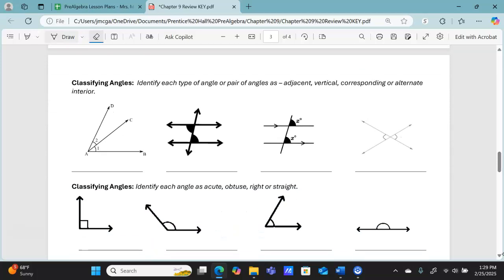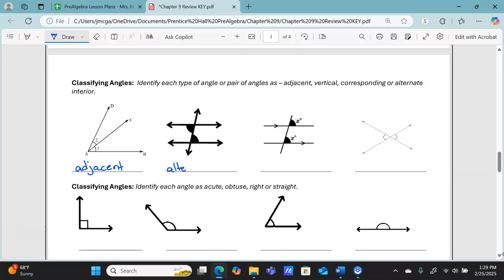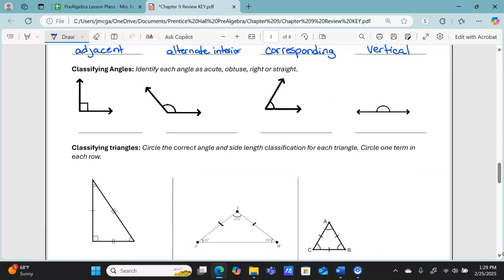Classifying angles, these are adjacent because they share a vertex and a ray. They share this right here. And then these two are alternate interior. These are corresponding. They're in the same location in their clump of angles. And then these two are vertical angles, angles which occur from 2 lines that intersect.